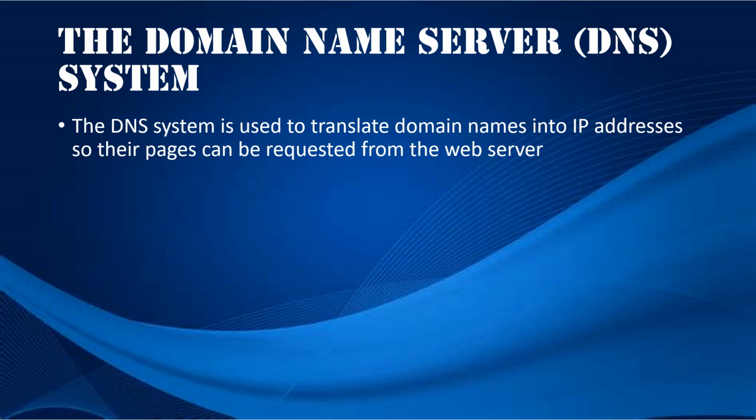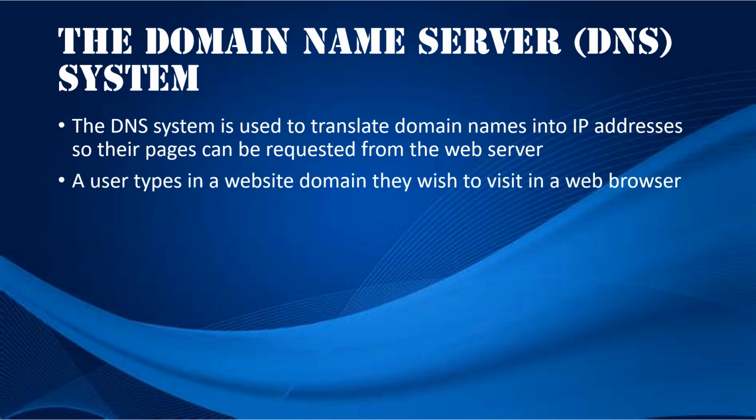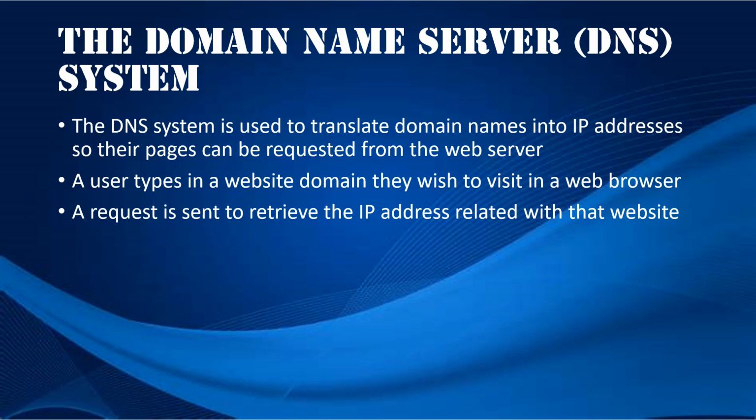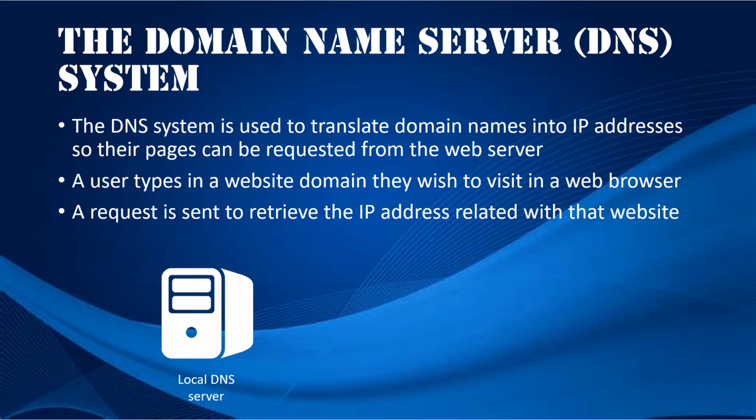The domain name server system is used to translate domain names into IP addresses so their pages can be requested from the web server. First, a user types in a website domain they wish to visit into a web browser. A request is sent to retrieve the IP address related with that website. At first, the computer will check its own local records. It will have kept a cache of recently and commonly visited websites and be able to translate those directly to an IP address. Should it not find the required website there, it will be sent to its local DNS server.